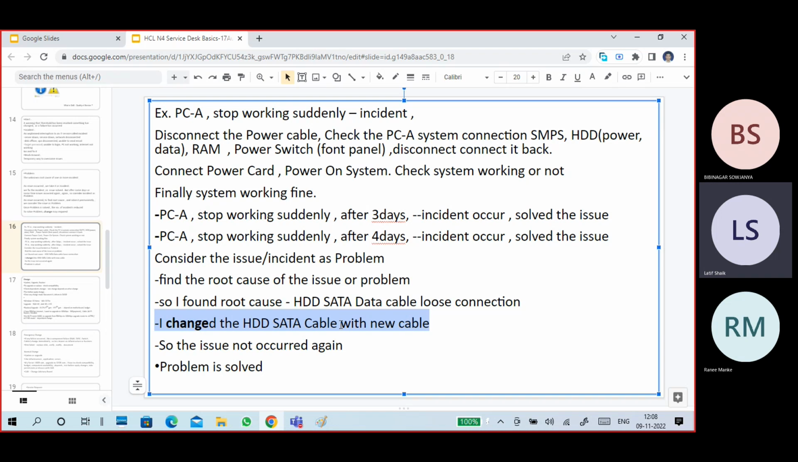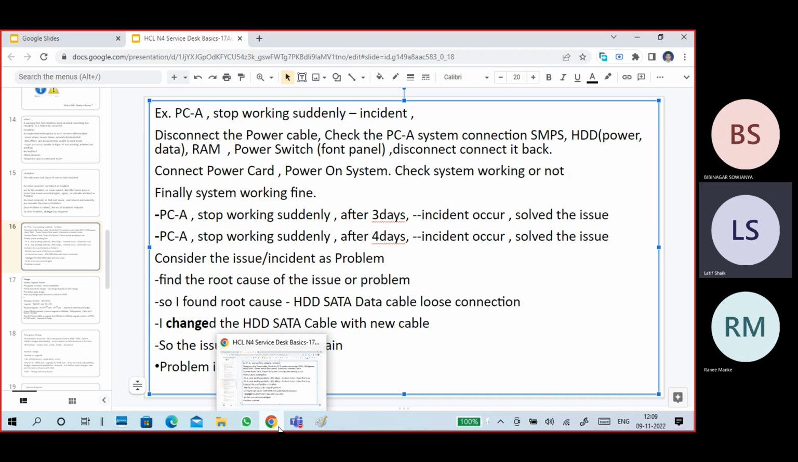I went to the store and found several cables there. So I took one new cable and replaced the old cable with the new cable. Now even if any small shaking happens, like a small movement on the cabinet, no problem. The issues stopped occurring again. The system is working well, no sudden stops. So the problem is solved.